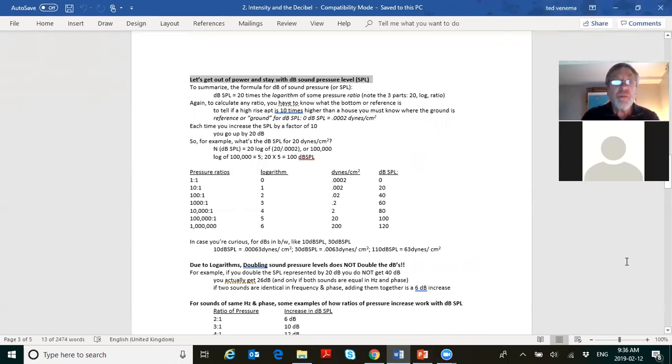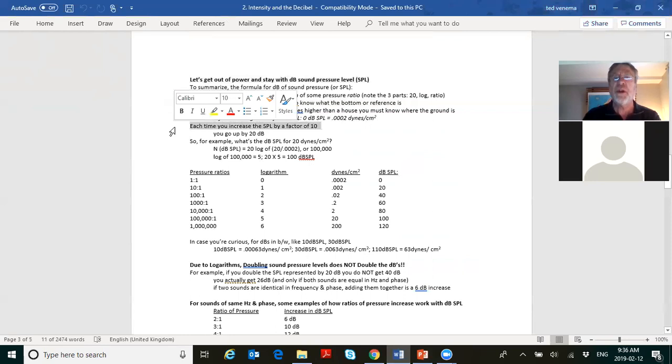All right. So, to summarize, the formula for dB of sound pressure is 20 times the logarithm of some ratio. Note the three parts, the 20, the logarithm, the ratio. To calculate any ratio, you gotta know what the bottom is. To tell if a high-rise apartment is 10 times taller than a house, you gotta know where the ground is. So the reference, or the ground, for sound is 0 dBSPL. And how much pressure is that against the eardrum? 0.0002 dynes per centimeter squared.